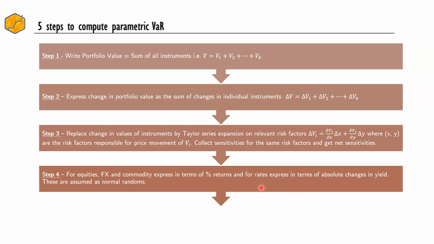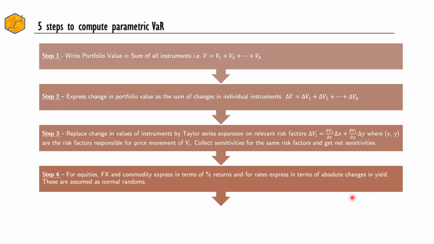And why do we do that? It is because in these three risk classes, equities, FX, and commodity, the percentage returns, or the relative returns, are the ones that are normally distributed. And in the case of bonds, the change in absolute value of the yield, which is delta Y, is normally distributed. What is our assumption? Percentage returns on stocks, FX, and commodities are normally distributed. In the case of bonds, the delta Y, which is the change in yield, is normally distributed.